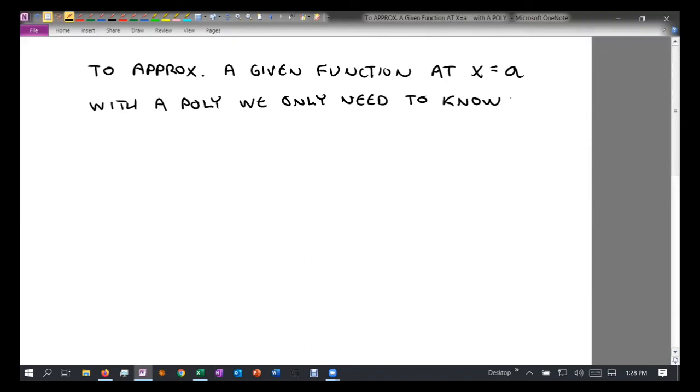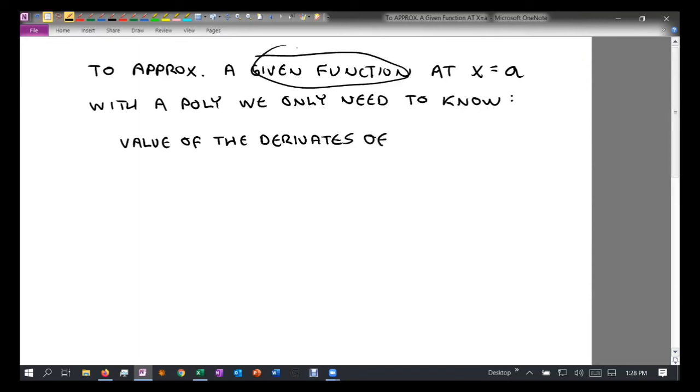the value of the derivatives of the given function at a. So as long as you can take derivatives of the function and plug the number a into it, for us we're plugging in 0, then you can always sit there and play that game of trying to get the coefficients, okay?